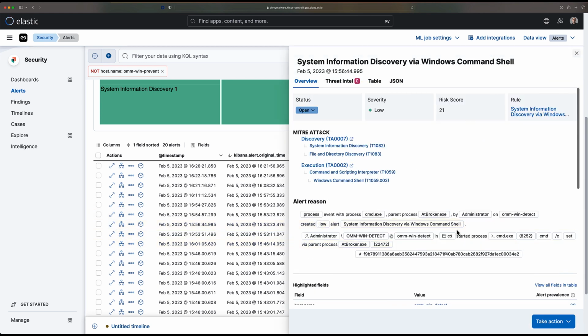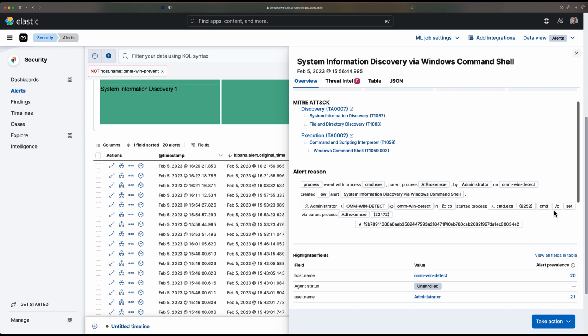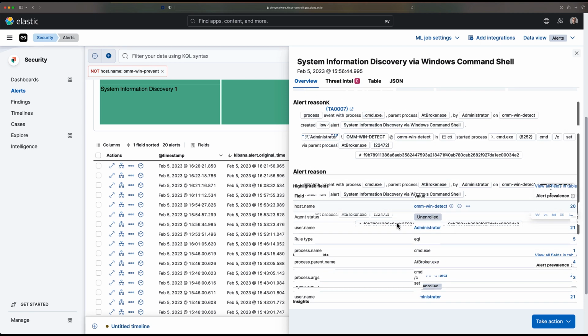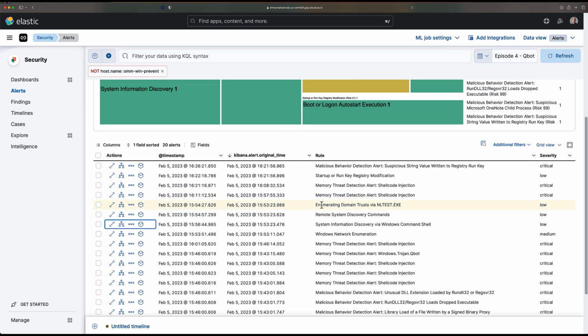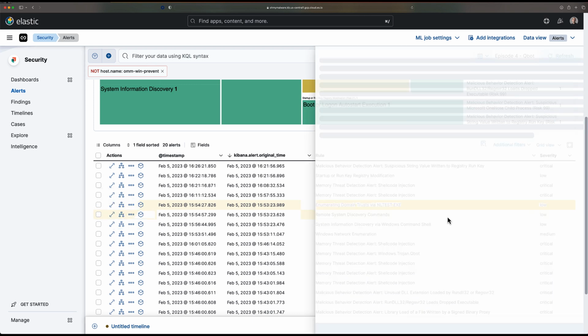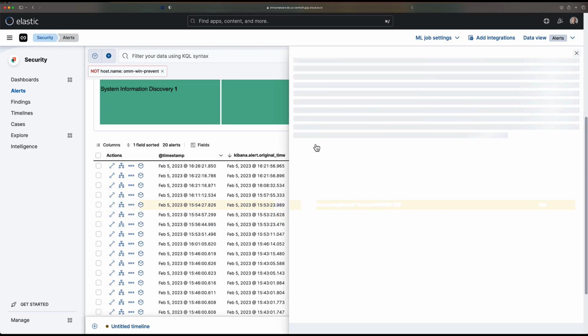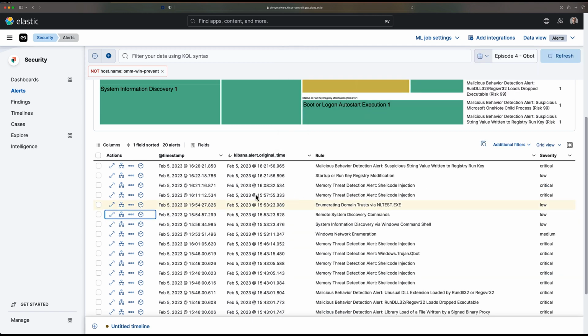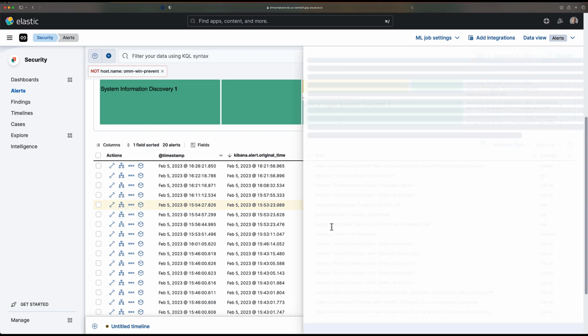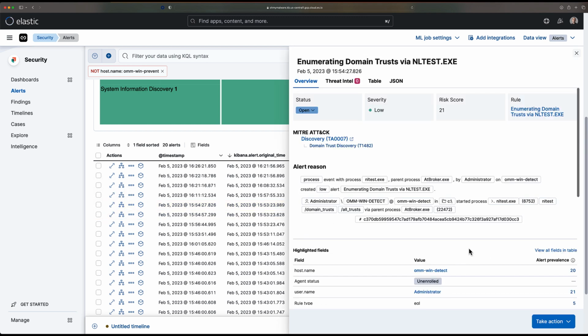So you can see CMD is running set, which is typically showing environment variables and some other stuff. So very, very typical enumeration of trust, remote system discovery commands. So these are all related to discovery techniques, ARP cache here, and looking what's connected via the ARP table, and then checking if it's joined to any domains or anything like that. Very, very typical stuff.